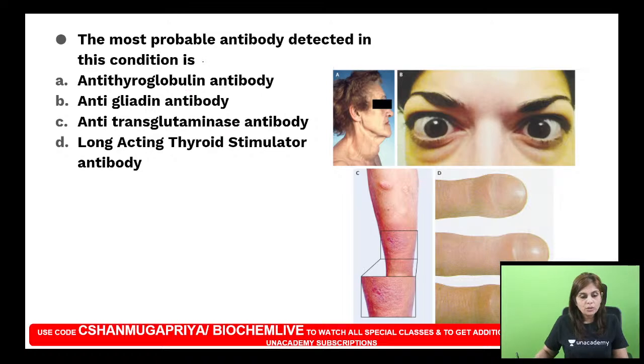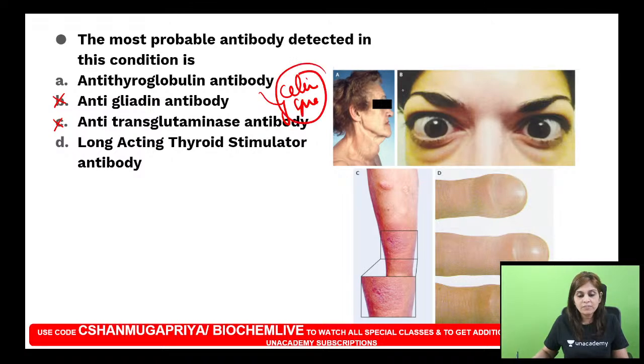Okay. So the most probable antibody detected in this condition is, can you answer this? Antithyroglobulin antibody. Sai Kiran says it's choice B. Aruna Devi, antithyroglobulin antibody. Most of you are answering antithyroglobulin and some of you have answered choice D. So can we exclude choice B and choice C? Anti-gliadin antibody and anti-transglutaminase antibody are present in celiac sprue.